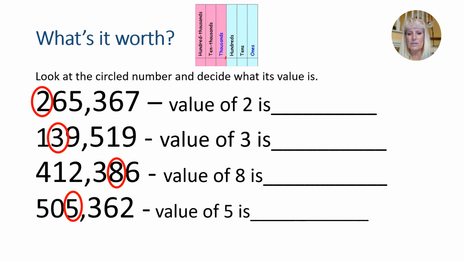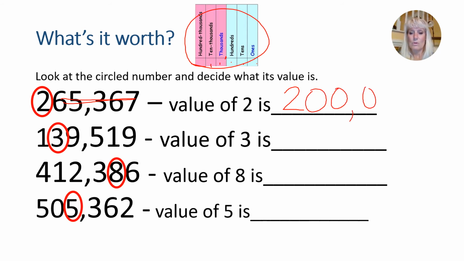All right, this next section is called What is it worth? So I did give you a little hint up here at the top. The 2 in 265,367, the value of the 2 is actually 2, but then it holds all those places. So 1, 2, 3, 4, 5. So it's going to have 2, and then everything behind here becomes a 0. So I have 0, 0, comma, 0, 0, 0. So it has a value of 200,000.